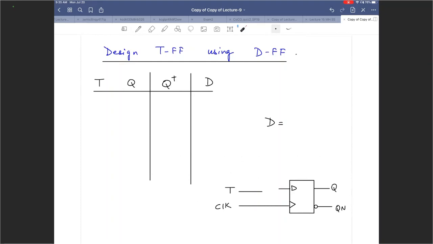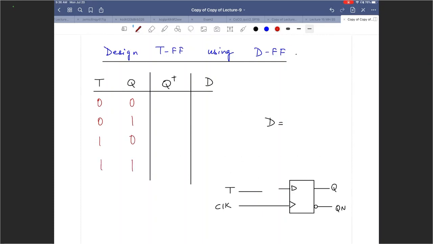All right. We are going to try to design a T flip-flop using a D flip-flop. So what do we do? Step one, write the next state table of the desired flip-flop. What do you desire? You desire a T flip-flop. So let us try to write the next state table of the T flip-flop. Let us fill the information. In the next state table of the T flip-flop, T and Q are the inputs and Q plus is the output. So T could be 0, 0, could be 0, 1, could be 1, 0, could be 1, 1.